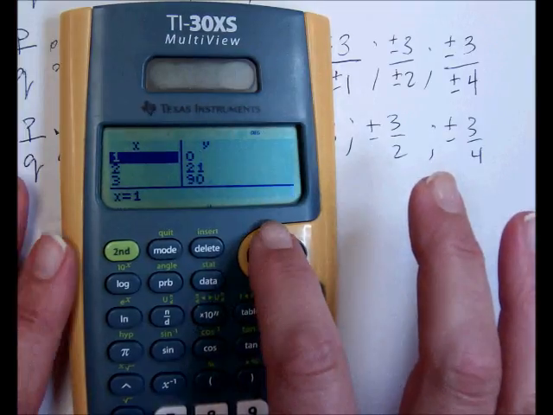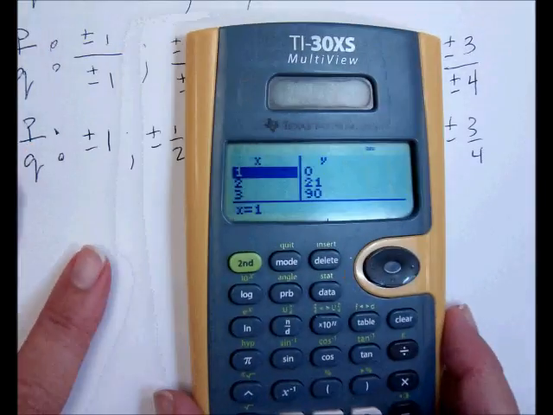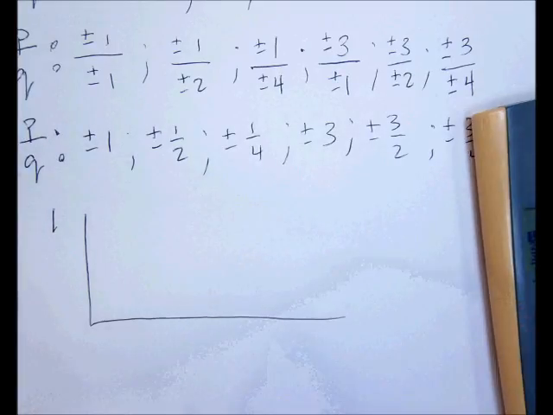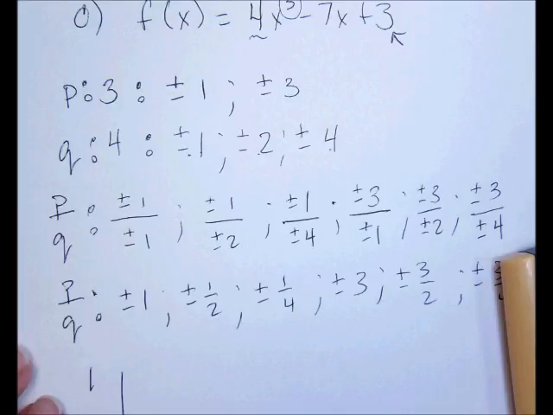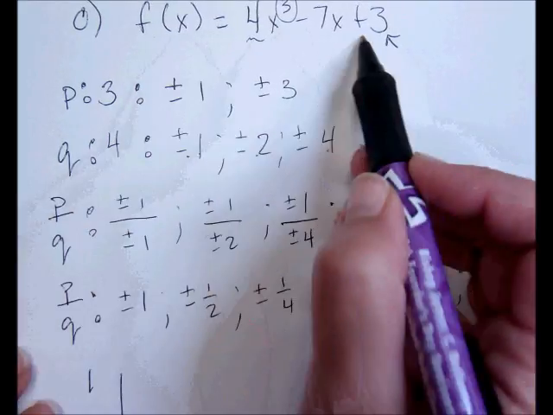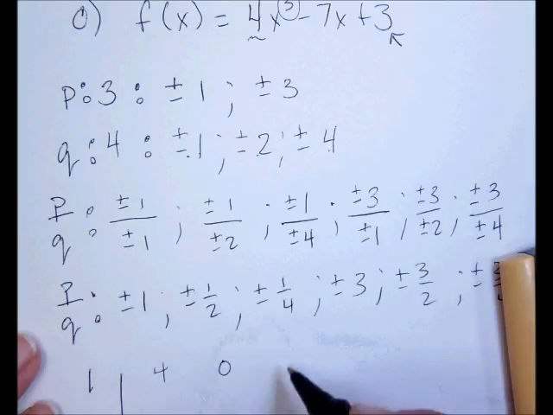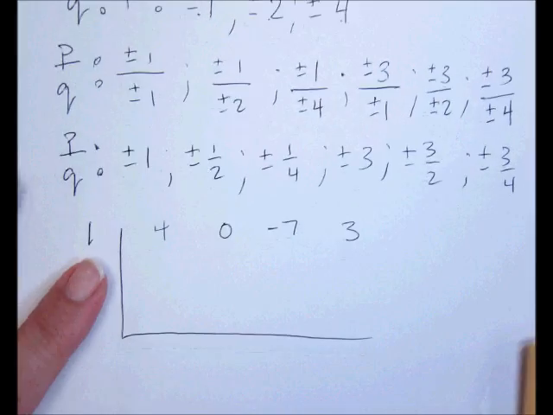Let's go back up and see, hey, there is a root of 1. So 1 is a possible solution. So I'm going to do synthetic division with 1 as a possible solution. If you look at my original polynomial, you can see that it is missing an x squared term. So I'm going to put 0 for x squared. So I'm doing synthetic division.